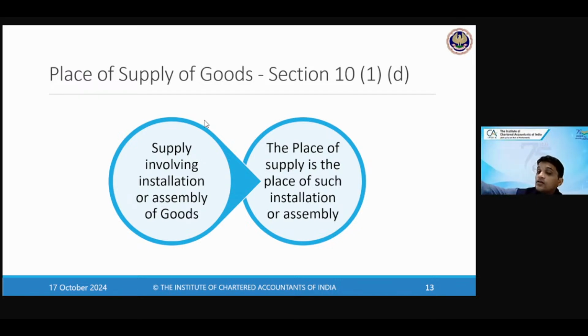Now I place an order with Kone Elevators and I tell them, you are from Bangalore, I am also from Bangalore, but I have a project running in the state of Tamil Nadu. So you install this elevator there. So he will install it there, and the place of supply will be the place where it is actually installed. Clear?